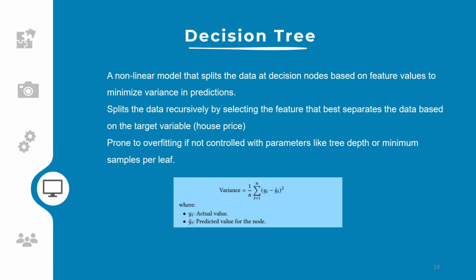The splitting criteria is one of the most important things we have to consider when building a decision tree regressor. The splitting criteria is basically when the tree splits the data at each node based on the feature that minimizes the mean square error.